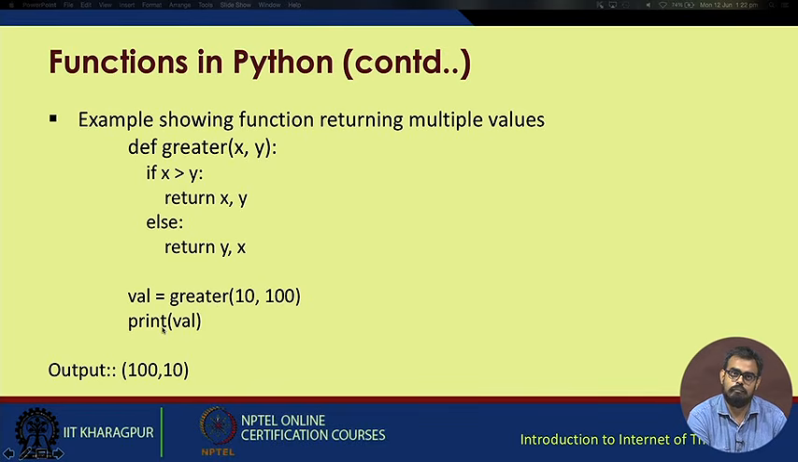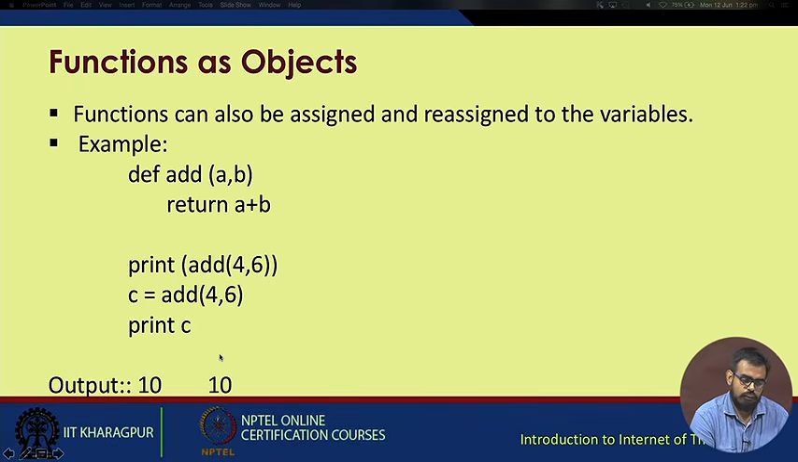and 100, print val. So 100 is obviously greater than 10. So if this happens, it will return this one, y and x. So your output is 100, 10. So it's pretty straightforward.